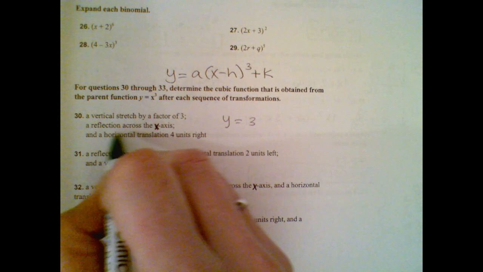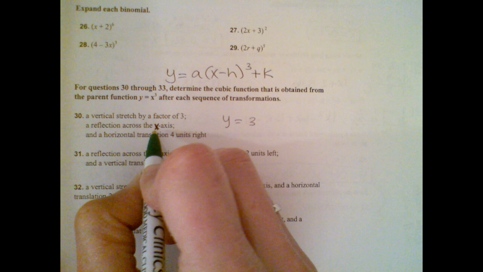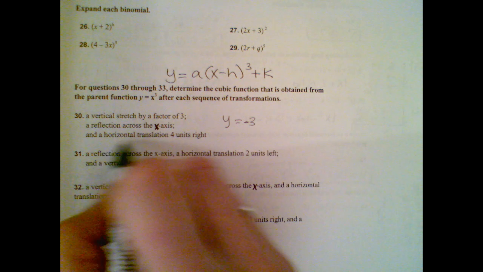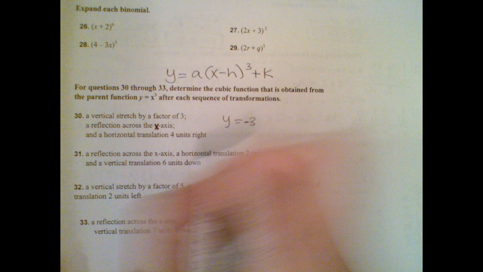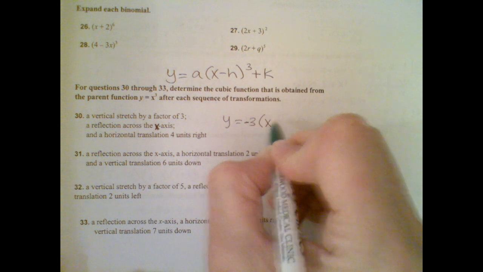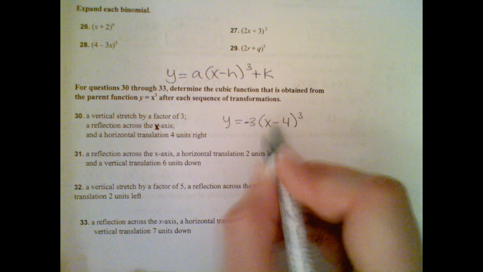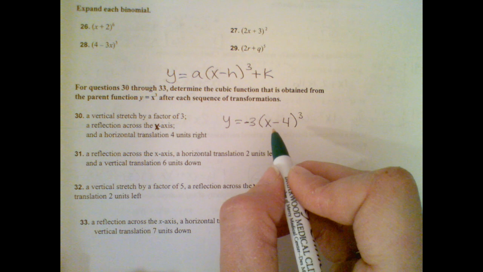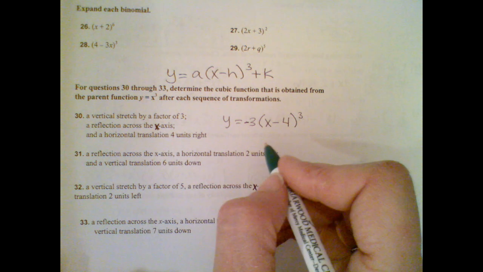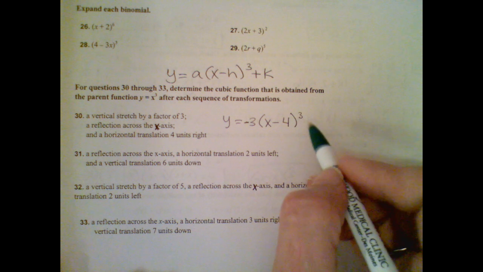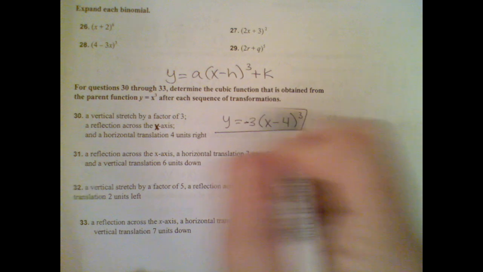We're going to reflect it across the x-axis, so we're going to negate it. And then it's going to move to the right 4 units. So to go to the right, we're going to subtract. It's going to be the opposite of what you would think. If we're going to subtract, we're moving to the right. If you add, you'll move to the left. And then we're not moving up or down at all, so we don't need anything in the K spot. So that would be our final answer.